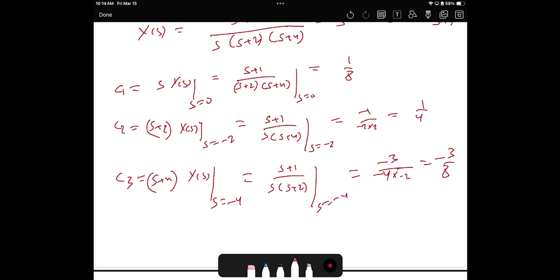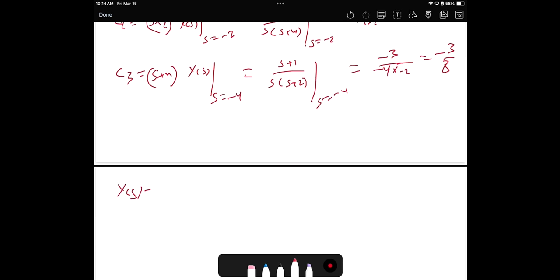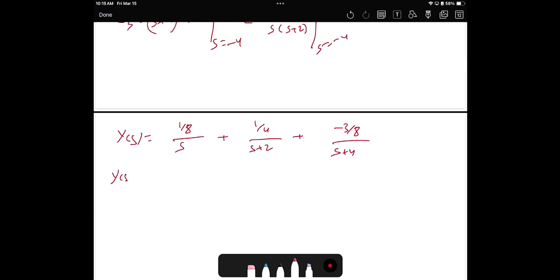Let's substitute them into Y(s). This yields Y(s) to be c1, which is 1 over 8, divided by s, plus c2, 1 over 4, divided by s plus 2, plus c3, negative 3 over 8, divided by s plus 4. I can rewrite it as Y(s) equals 1 over 8 times 1 over s, plus 1 over 4 times 1 over s plus 2, minus 3 over 8 times 1 over s plus 4.